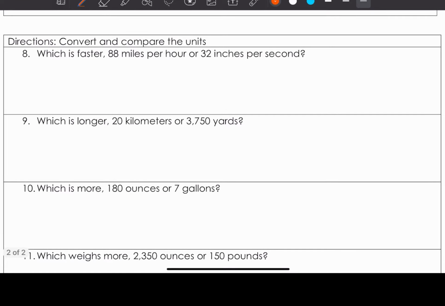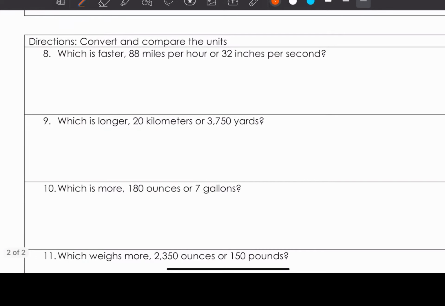And next we're going to move on to comparing units. Remember, before we compare units, they have to be in the same type of measurement, both distance per time, the same distance measurement, or the same time measurement, or the same volume measurement. They all have to be the same for you to compare. So for number 8, 88 miles per hour or 32 inches per second. So I'm going to change inches per second into miles per hour.